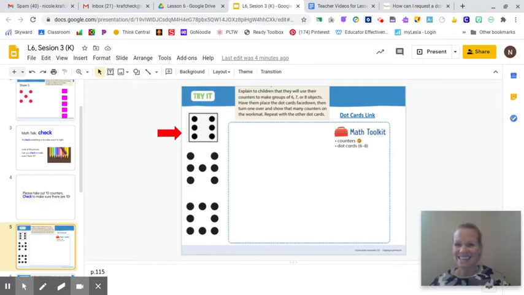All right. So, friends, I am going to show you one of these cards, okay? What I want you to do is I want you to use your counters and show that many counters on your work mat here. Okay, so I'm going to show you this dot card here. How many dots are there? You're right, there are 6. So I want you to go ahead and put 6 counters on your mat right here. All right, go ahead and do it.